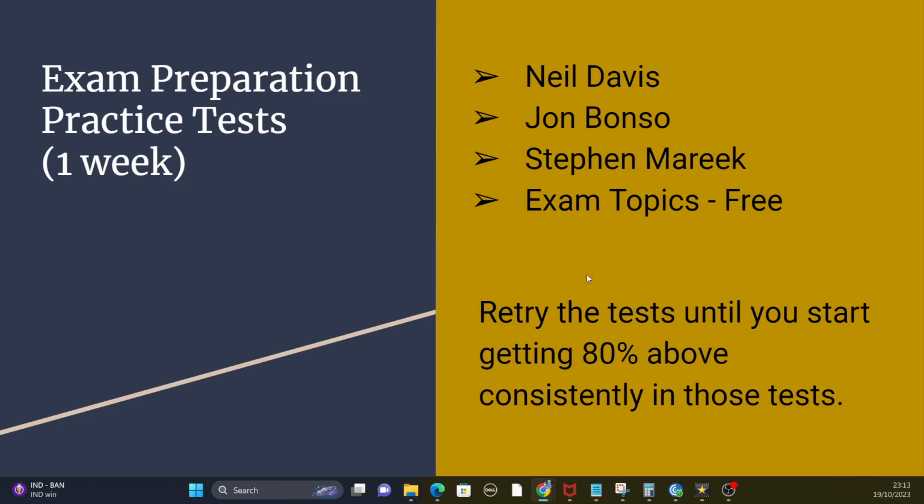So the key is to keep retrying the test until you actually start getting 80% or above consistently in those tests. So for example, if you have got 6 practice tests and after a few retries you score 80% or above in all of those 6 practice tests, then definitely you are prepared for your exam and you can go forward with it. Okay. Just remember to do this practice test 1 week before your exam so that the answers are fresh in your mind and the explanation is fresh in your mind.